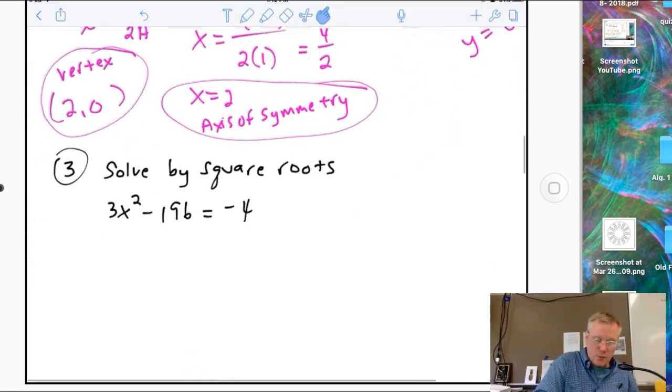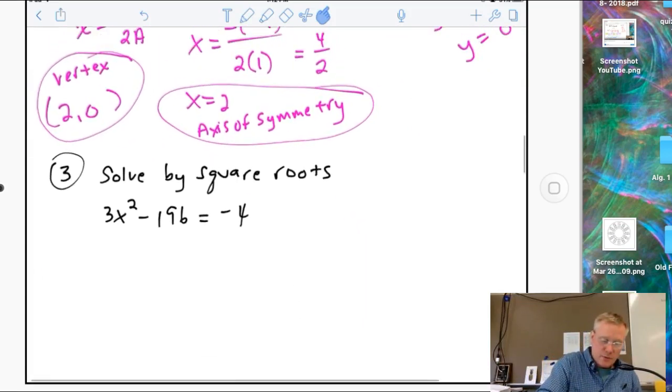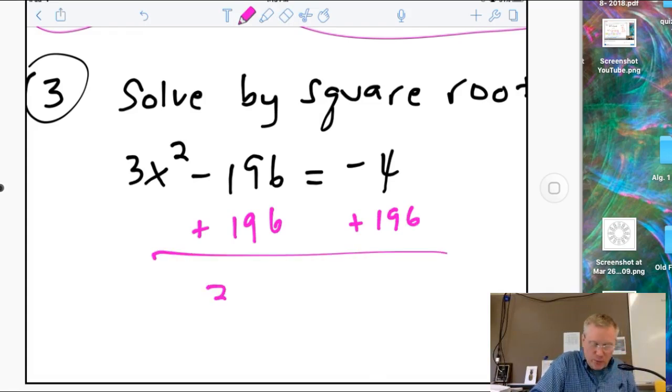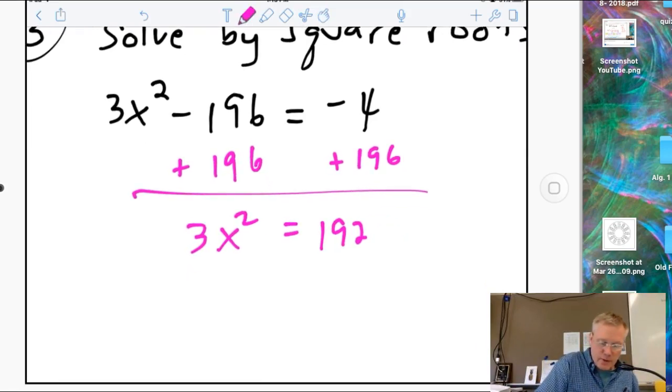Number 3, solve by square roots. So when it says solve by square roots, there's usually a nice reason because it usually works out really nice. Also, this one just has an x squared and some regular numbers. So if I can get the x squared alone, you'll see how nicely this works out. So if I add 196 to both sides, I'll get the 3x squared alone, which gives me 192. Next, I'd like to divide by 3.